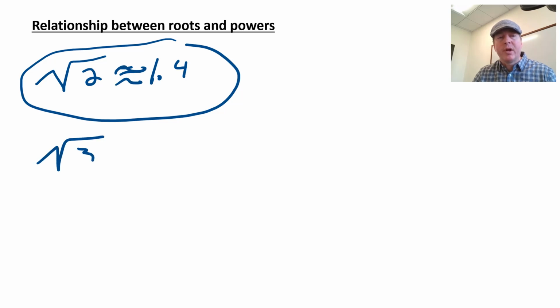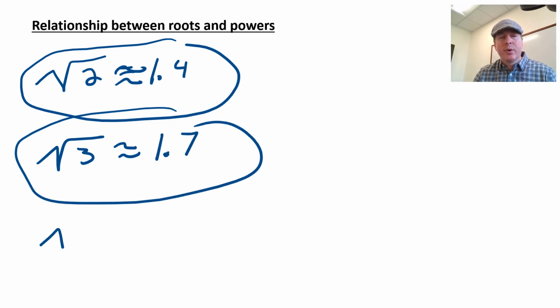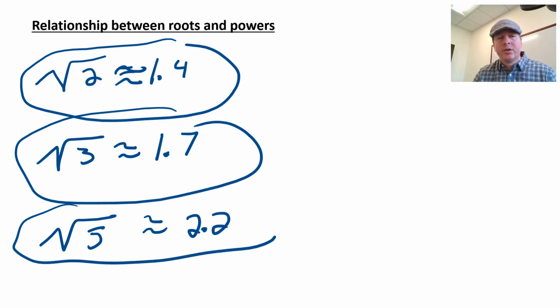How about the square root of 3? That is approximately 1.7, so you want to memorize that. And then the square root of 5, that's worth memorizing. We said that's approximately equal to 2.2. So those are good square roots that are irrational numbers that you want to round up and memorize.